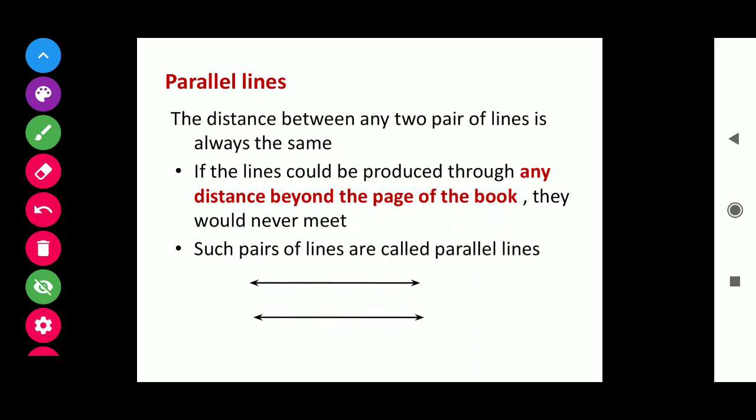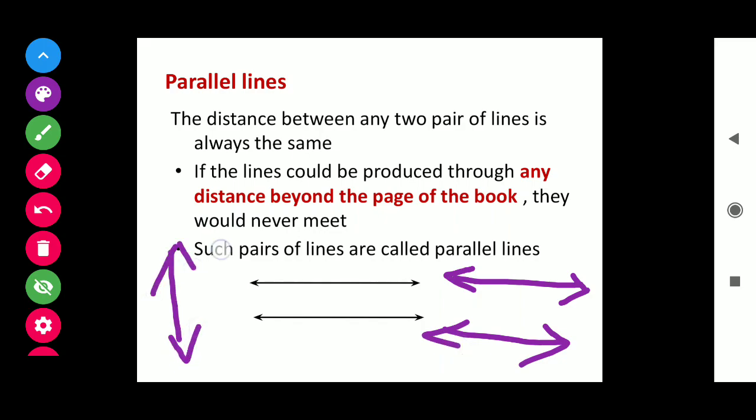If the lines could be produced through any distance beyond the page of the book, they would never meet. Here you can see that if I draw a line like this, and like this, then they will not meet at any point. If it is like this, then they also will not meet at any point. So they are called parallel lines.